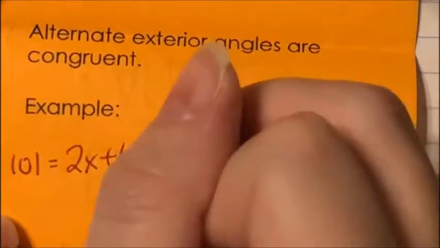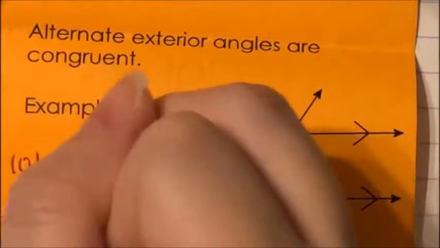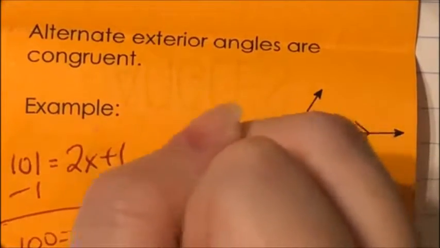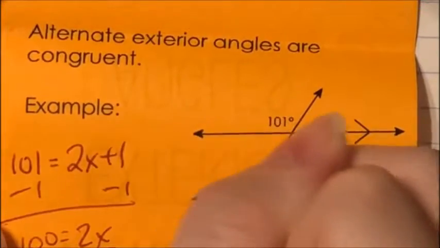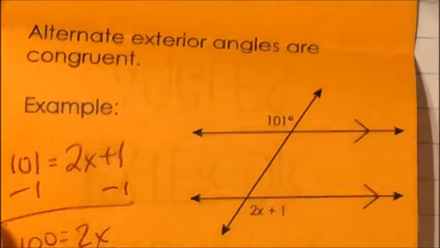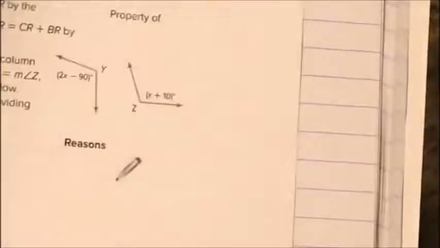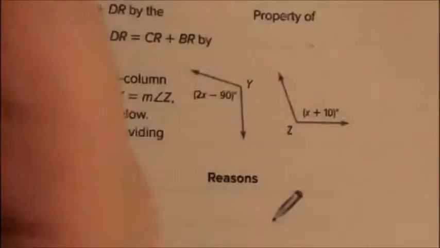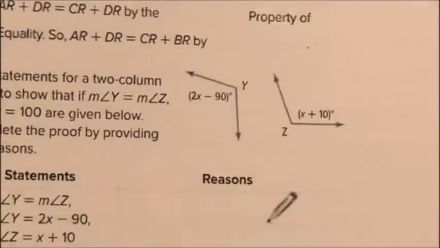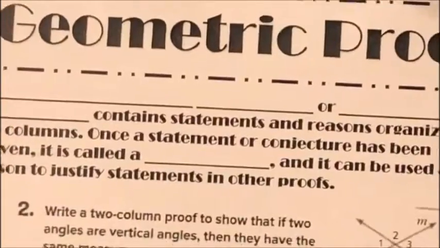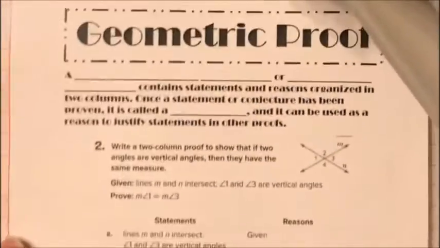So 101 equals 2x plus 1. Subtract 1 from both sides, I get 100 equals 2x. Divide by 2. X equals 50. Okay, so those are examples of those 4 types of angles. All right. So continue on with geometric proof.